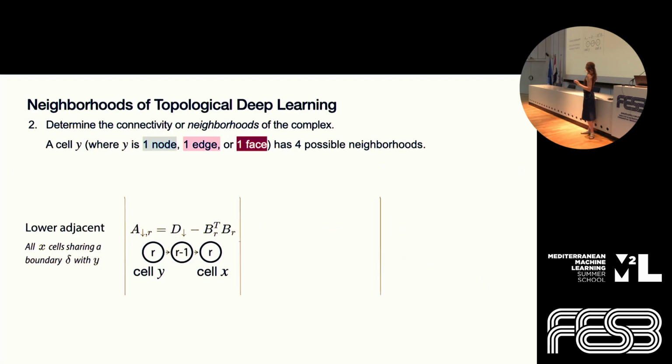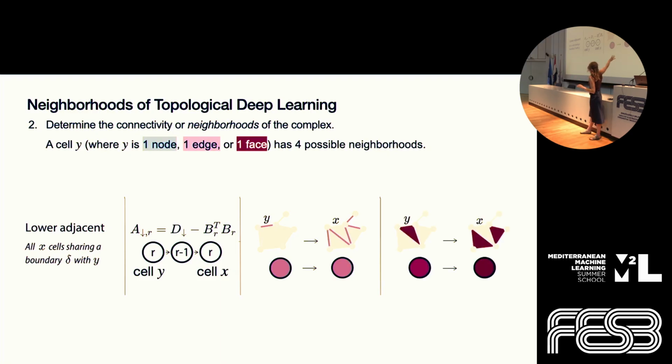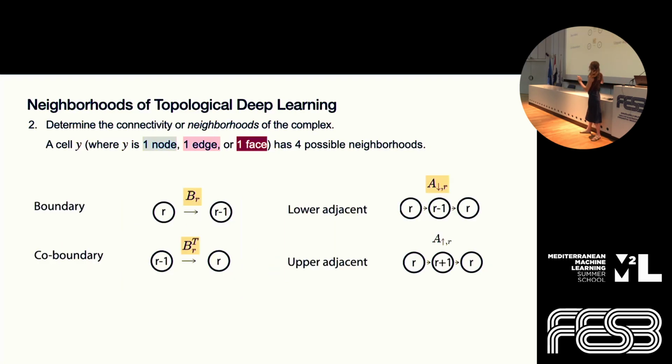And you can imagine doing the same thing with lower adjacency, where we go down a rank. So our edges are going to be lower adjacent to all the edges that they share nodes with, and our faces are going to be lower adjacent to all the faces they share edges with. Did everybody follow that? It's a little bit dense. Show of hands, please. Awesome. Okay, sort of. So we have 4 neighborhoods. Some of them are going up ranks, some of them are going down ranks, and some of them are going to the same rank, but either up or down.